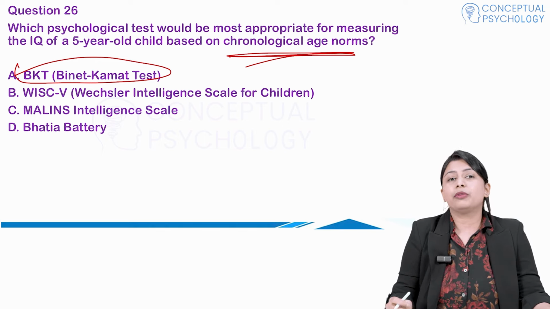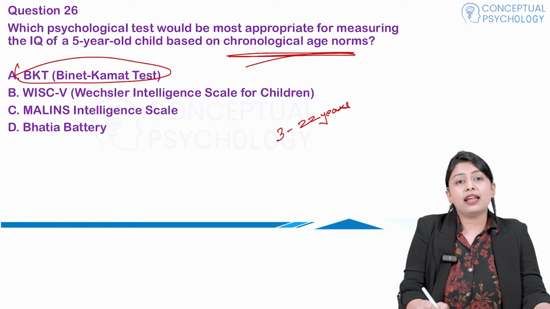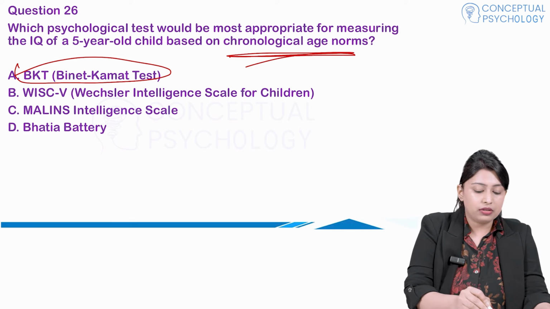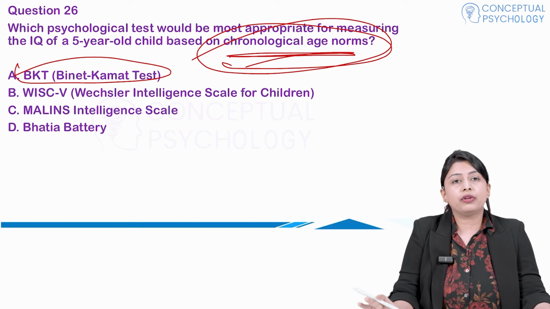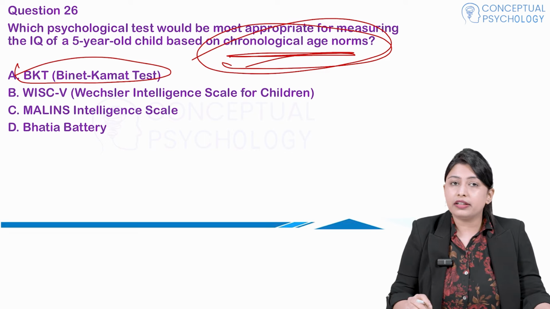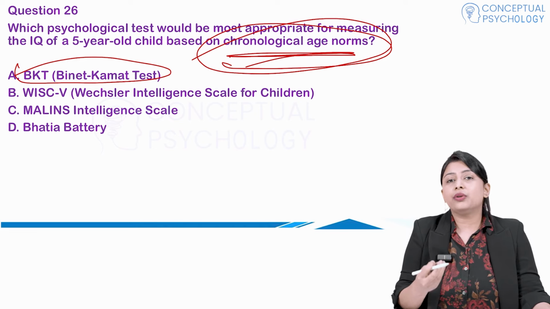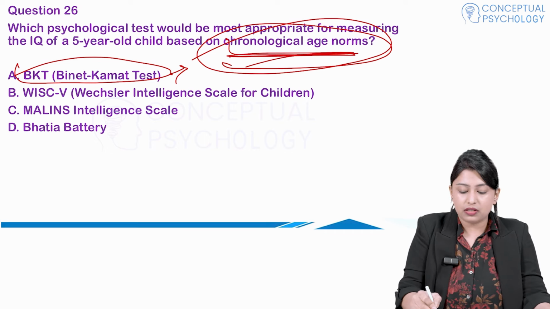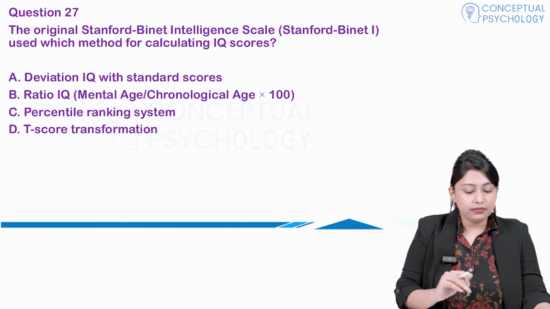Why? Because the BKT is an Indian adaptation of the Stanford-Binet Intelligence Scale. It is specifically designed for children aged 3 to 22 years, making it ideal for preschool age children. It also provides chronological age-based norms, with culturally appropriate content for Indian populations. The test assesses various cognitive domains. It includes verbal reasoning, abstract reasoning, quantitative concepts, and memory, with age-appropriate items that can accurately measure intellectual functioning in young children. Many of you answered Malin's instead, but the question focuses on chronological age norms, which are very clear-cut in the Binet-Kamat test. Yes, moving on.